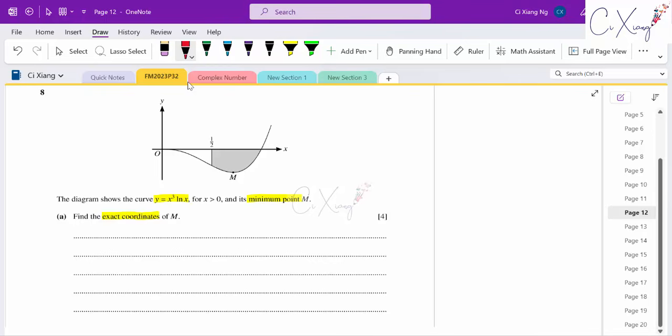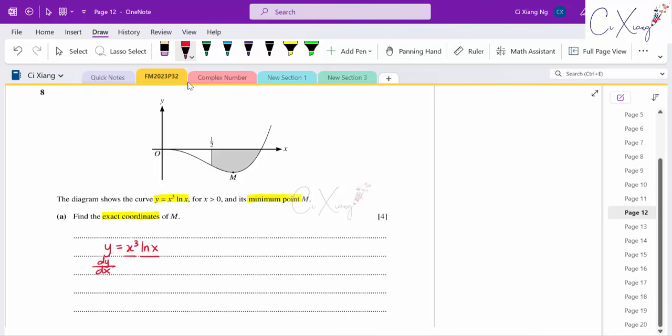Let's have a look at the equation here. We have y equals x power 3 log x, and you can see that it is the product of two functions, where the first function is x power 3 and the second function is log x. When you have the product of two different functions, we need to use the product rule to find the differentiation. For me, I denote the first function as the first bracket, then the second function as the second bracket.